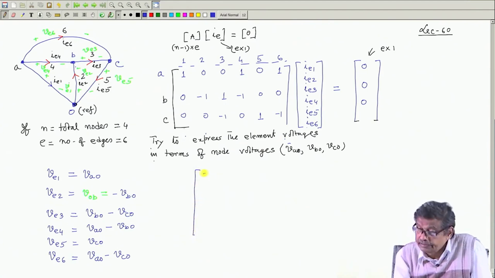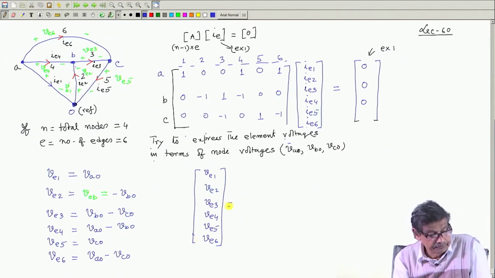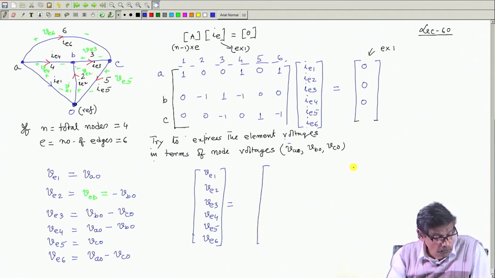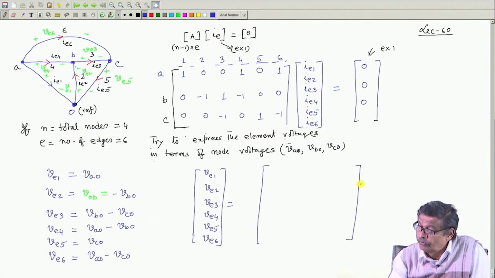I will write it like this: VE1, VE2, VE3, VE4, VE5 and VE6. I will be able to write it like this. Here, who will be participating in this multiplication? Only 3 voltages participate, node voltages.